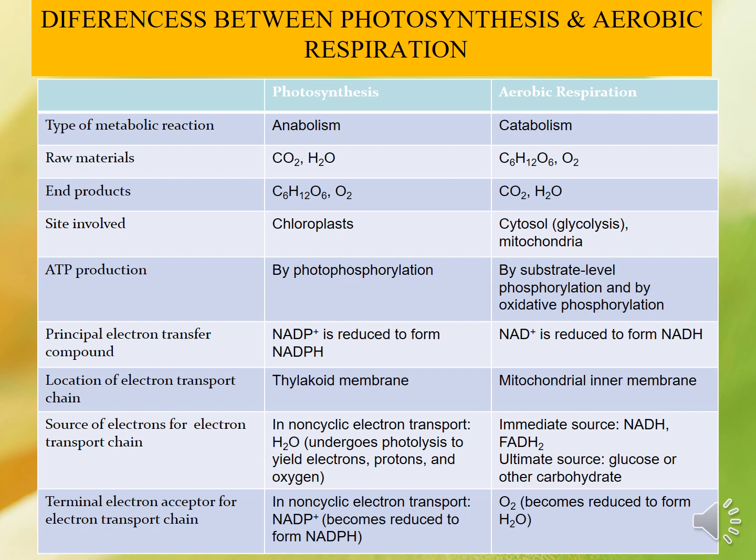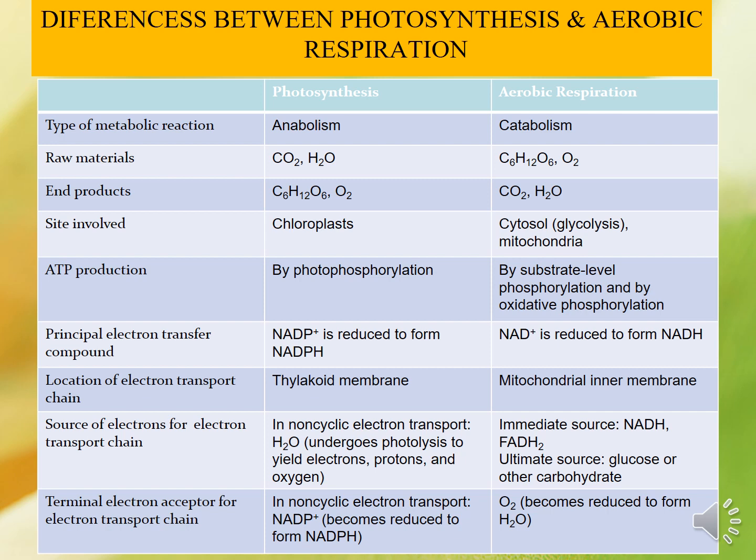However, the Krebs cycle, and also the oxidative phosphorylation, which is the electron transport chain, and the chemiosmosis, happen in the mitochondria. And for ATP production, in photosynthesis we call it photophosphorylation. For aerobic respiration, we call it substrate-level phosphorylation and also oxidative phosphorylation. And there are several other things that you can use to distinguish between photosynthesis and aerobic respiration.